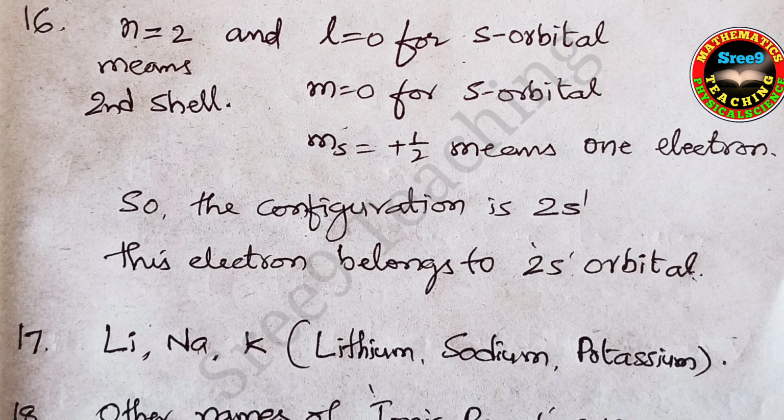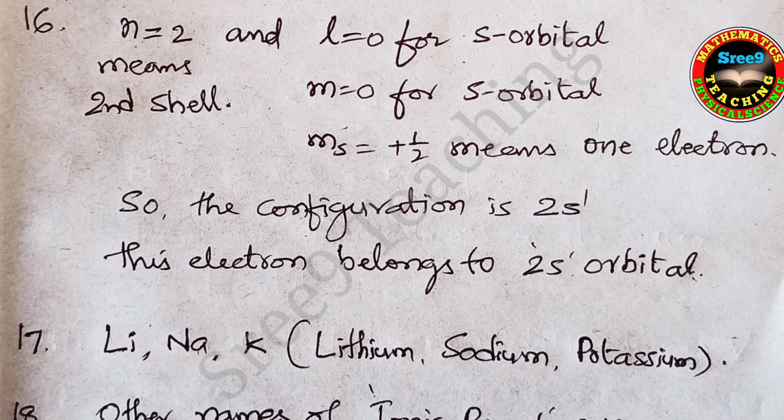See the answer on the screen, 16th question. Now here n is equal to 2, what does that mean? n equal to 2 means it is the second shell, second orbit, right? And l is 0. So l is 0 for what? s orbital. ml is 0 for s orbital. And ms is plus half means one electron with spin in the positive, upward direction.